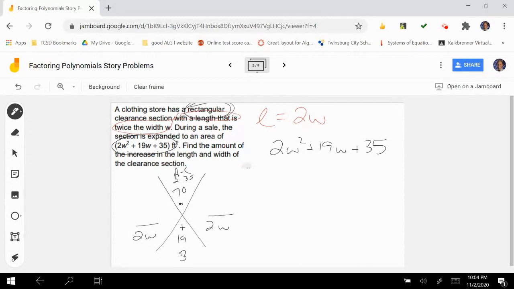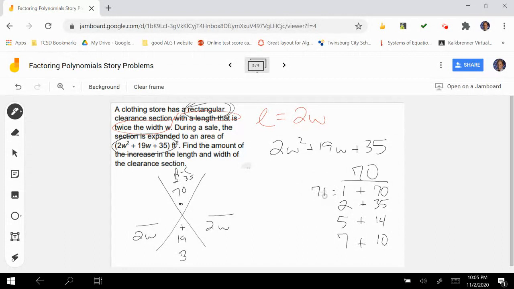add to 19? So I'm going to make my list over here. It's 1 and 70, 2 and 35, 5 and 14. So 3 and 4 do not go into 70 evenly. And then 7 and 10. And then how do we get the b value? We add these up.